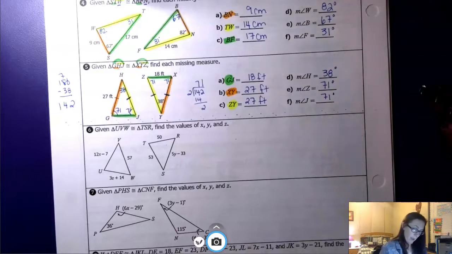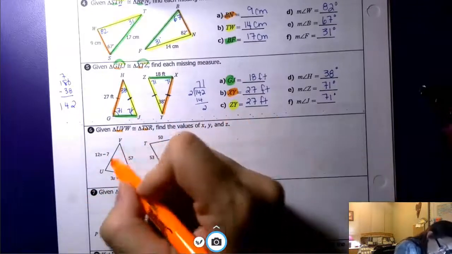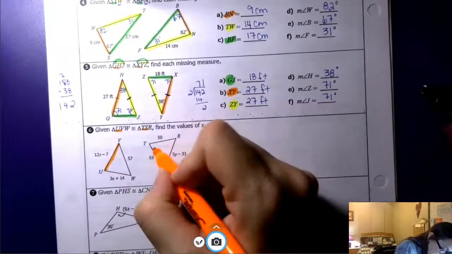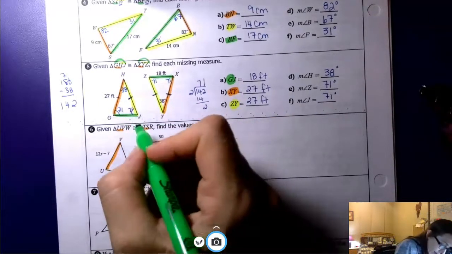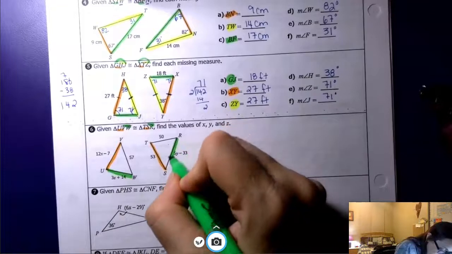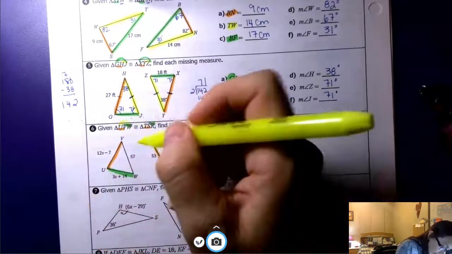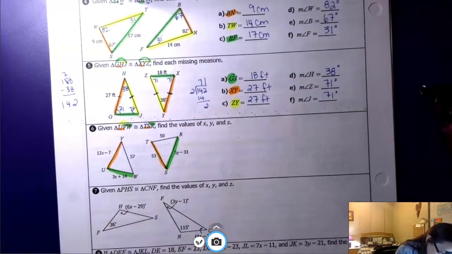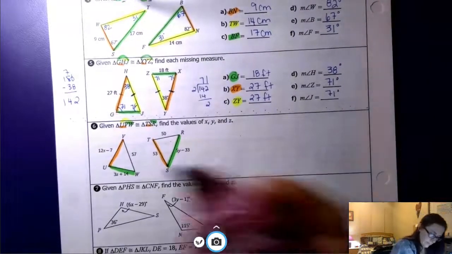So again, I'm going to match things up. Let me say, well, UV and TS. Here's UV, here's TS. Those have to be the same. I have VW and SR, VW and SR have to be the same. And then UW, what did I do wrong? I did the wrong one. Who caught that? Anybody catch that as I did it? Yes.